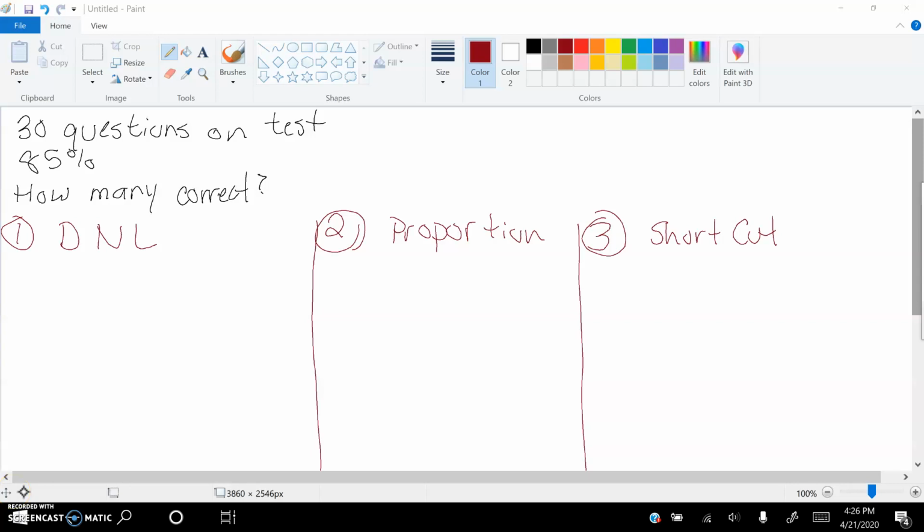So we're going to go over 3 different ways that we could answer this question. I'm not going to give you the answer, but I will do everything to help you set up the problem so you can figure it out on your own. So we know 3 things.